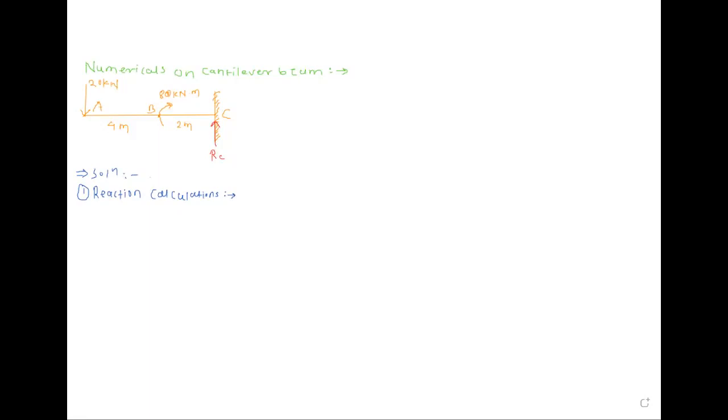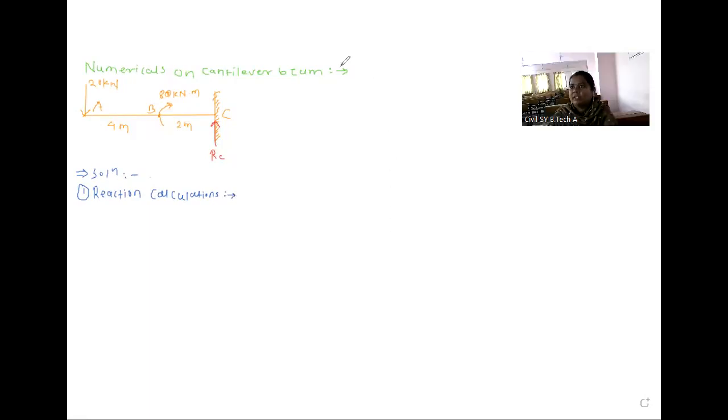So the first step is reaction calculation. When we calculate the reaction, we use the first equation, summation FV equal to zero. That means we have to add all vertical forces, which is equal to zero. Whenever we add all vertical forces, upward forces are considered positive and downward forces negative. So according to this, now you tell me how you will write.